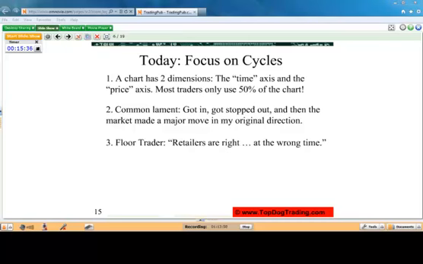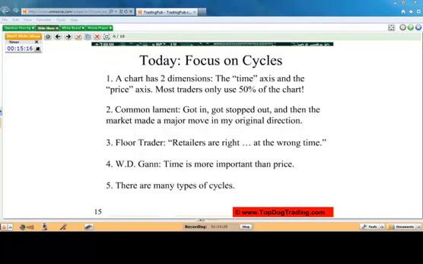And that is so true. That's what happens if you don't have some sort of timing tool: you might be generally right about the direction of the market, but the question is, when is the opportune time for your entry? Without that knowledge, you're going to get stopped out and you're going to have a hard time making money.